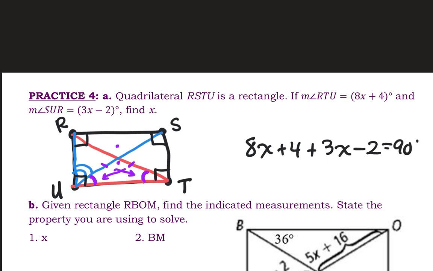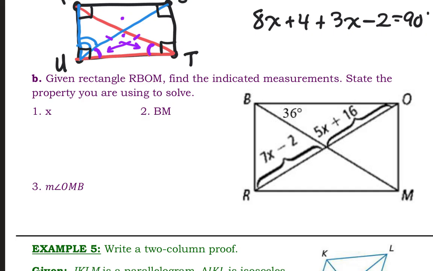All right. How would we solve for x on this one? Do we add them? Just equal them? Just equal them. All right, so 7x minus 2 equals 5x plus 16. What's your x value?